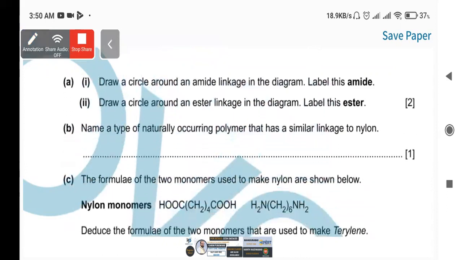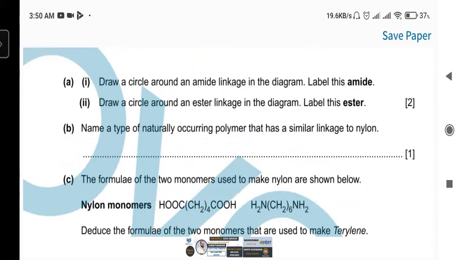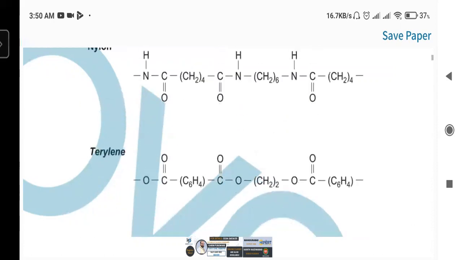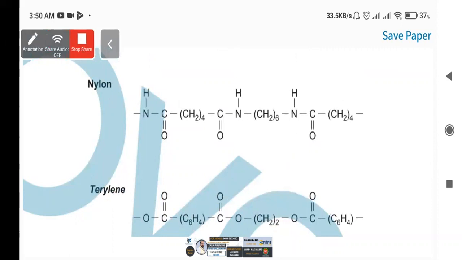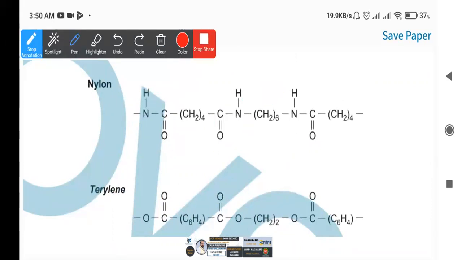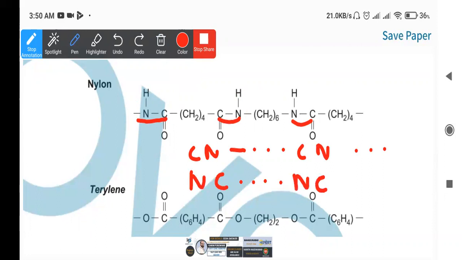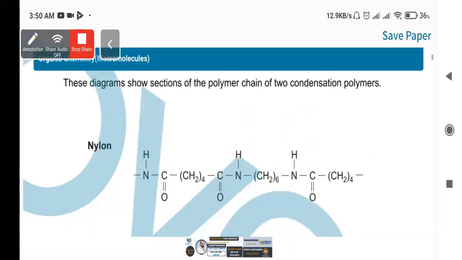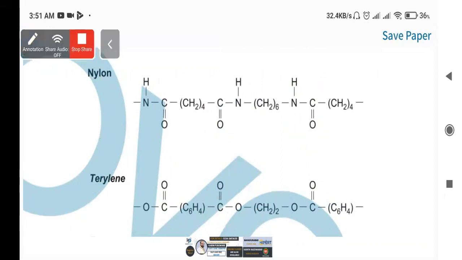Now name a type of naturally occurring polymer which has a similar linkage to that of nylon. Now this is a very important thing. Look, nylon and protein have the same type of linkages. But in nylon we have NC and then CN, then we have NC. In proteins, it will all be the same, either all NC or all CN. Here it's a twist, but in protein it will remain the same. So the similar type of amide linkage is found also in protein.